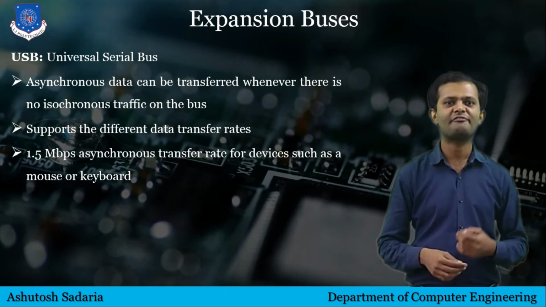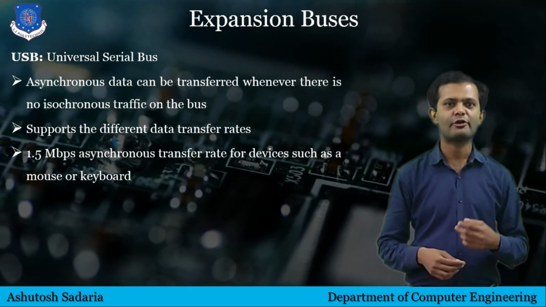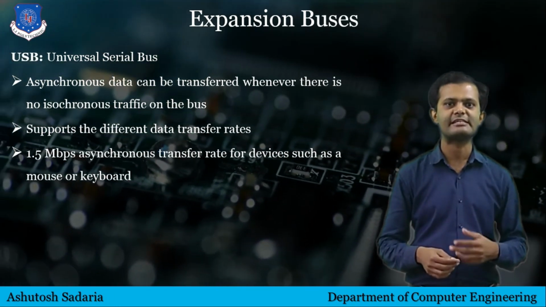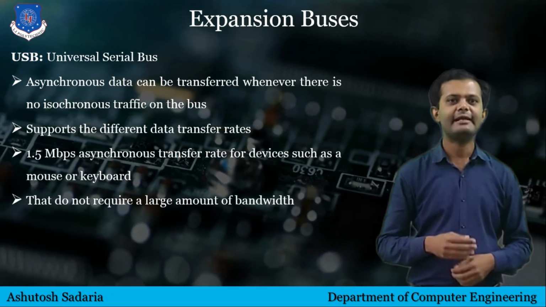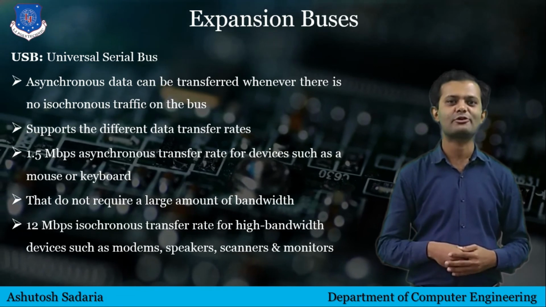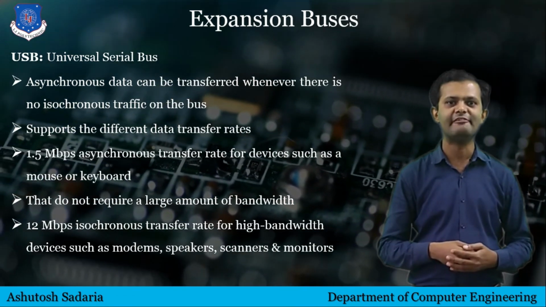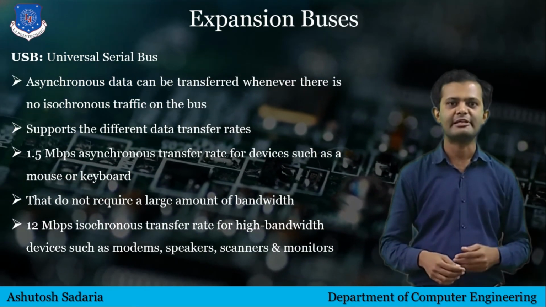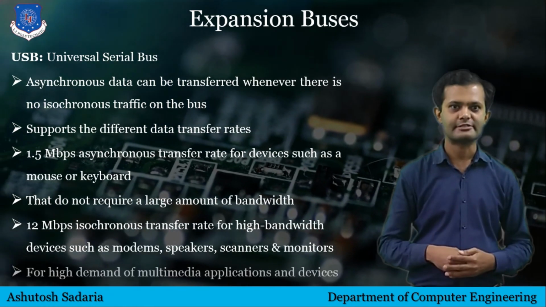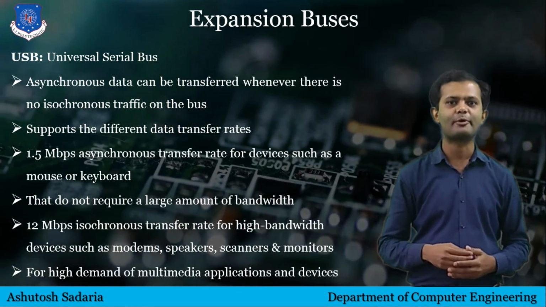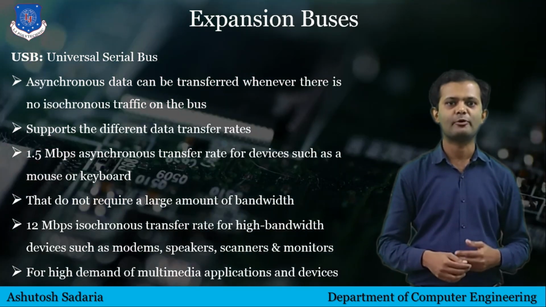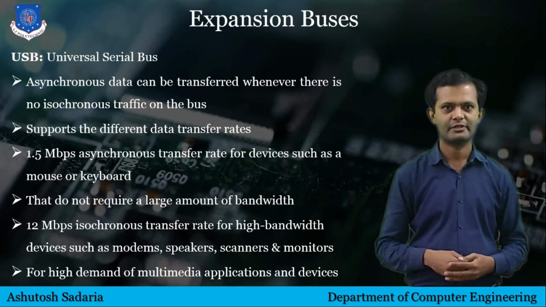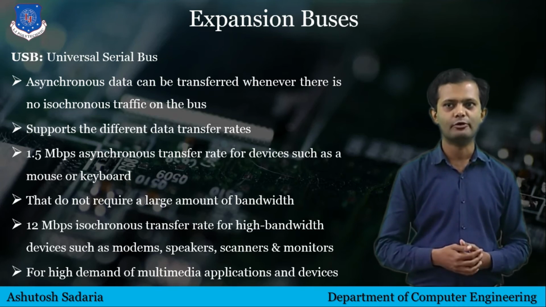The first is 1.5 megabits per second, asynchronous transfer rate for devices such as mouse, keyboard that do not require a large amount of bandwidth. And the second is 12 Mbps isochronous transfer rate for high bandwidth devices such as modems, speakers, scanners and monitors. The guaranteed data delivery rate provided by isochronous data transfer is required to support the demand of multimedia applications and devices. So that's it for today's video.